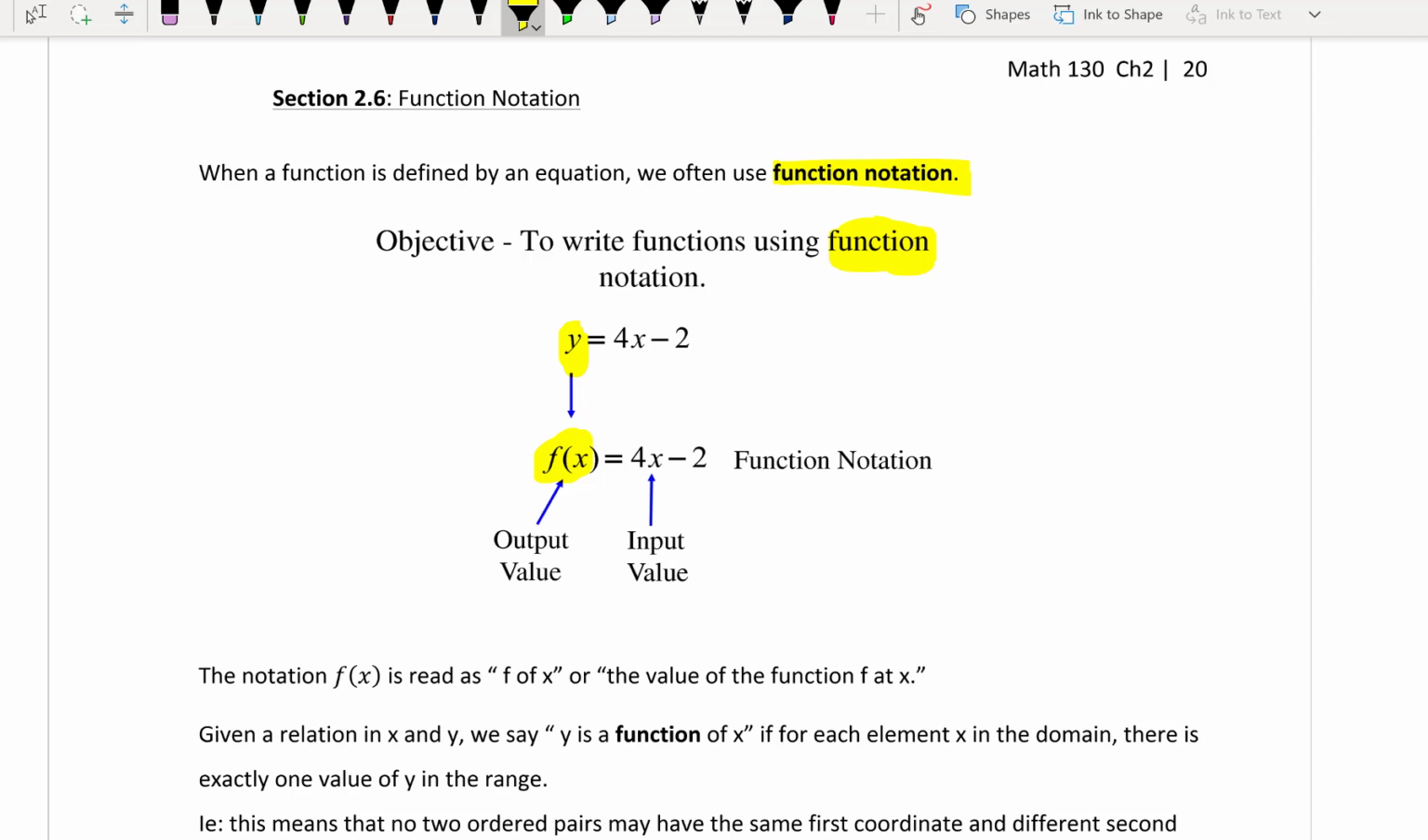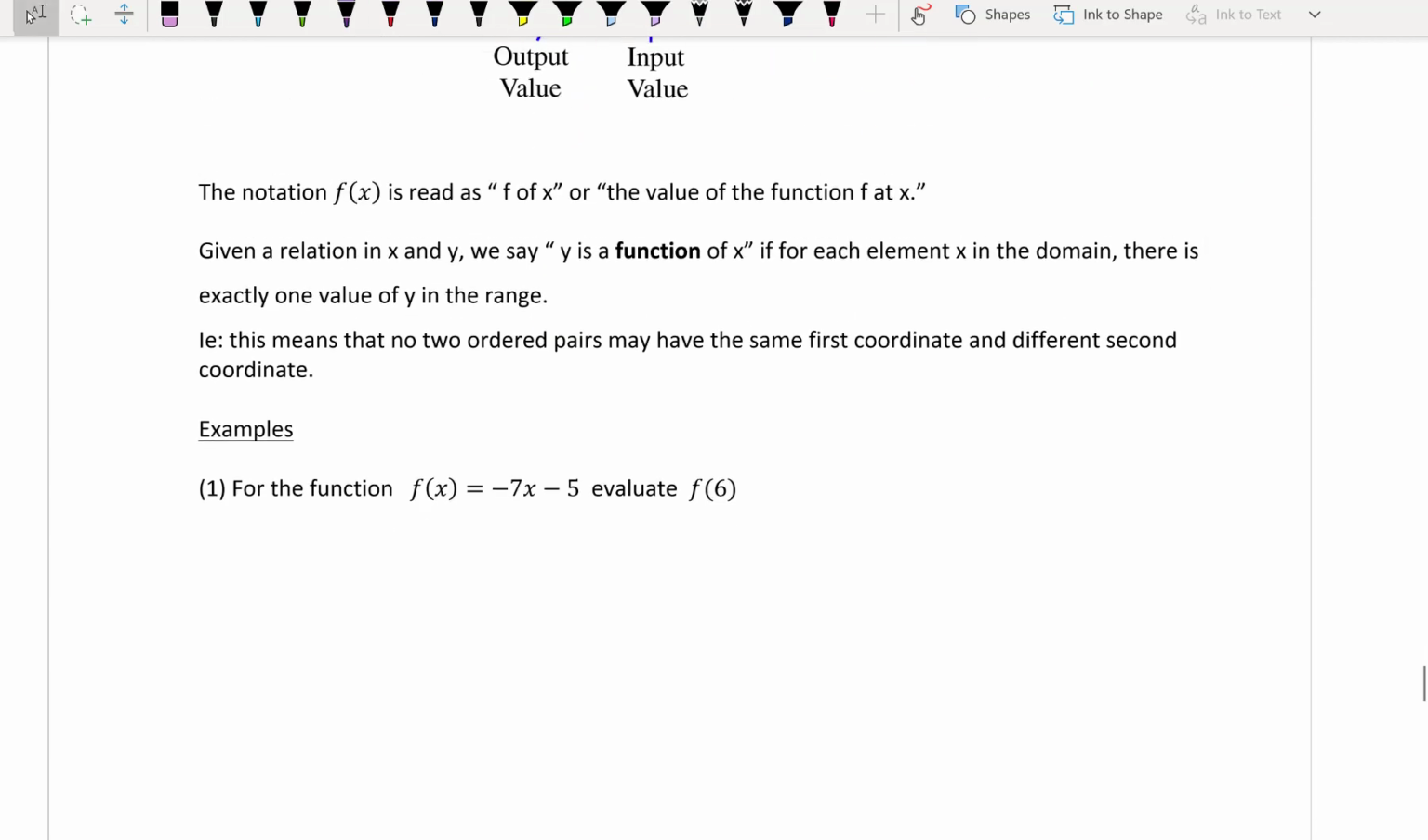So remember, the x values do not repeat. And of course, there's more to it than just x values not repeating, but that's something quick that should trigger some memory of what a function is. Exactly one member in the domain belongs to exactly one member in the range. So here, changing that y equals into f of x, we can put that into an example.